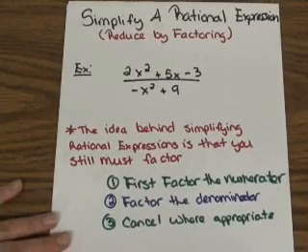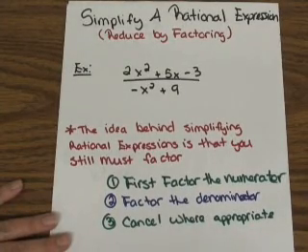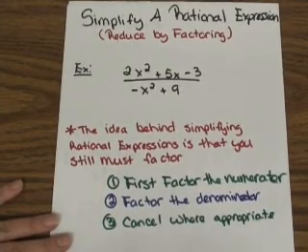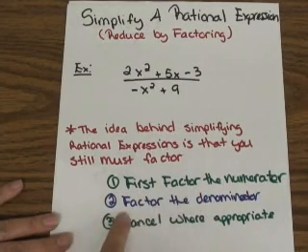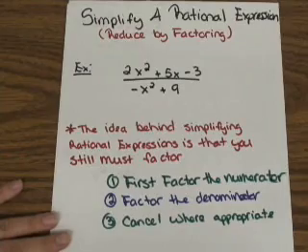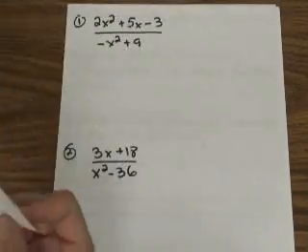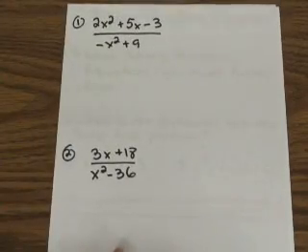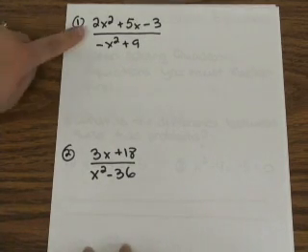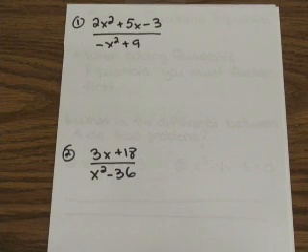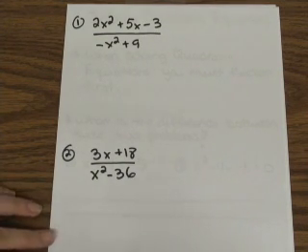So again, the idea behind simplifying rational expressions is that you must still factor. You first factor the numerator, then you factor the denominator, and then you cancel. So let's take this example and follow our own steps. In the numerator, we have a trinomial where the leading coefficient is not 1, it's 2. So that means we're going to follow our specific set of rules for helping us factor a trinomial like this.